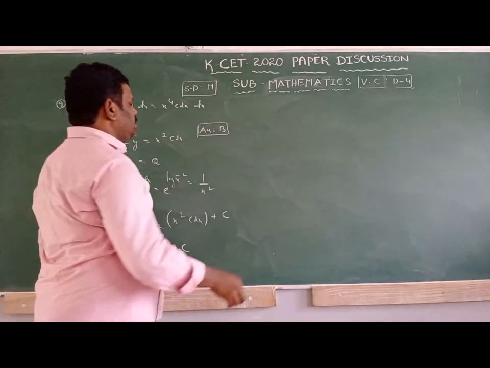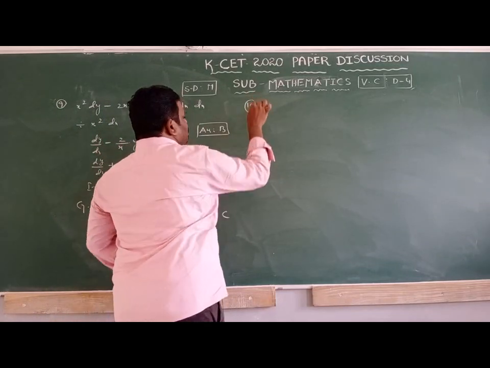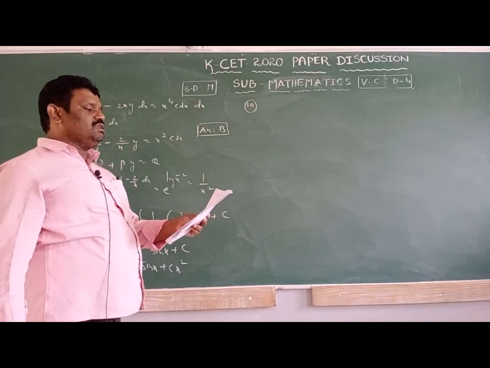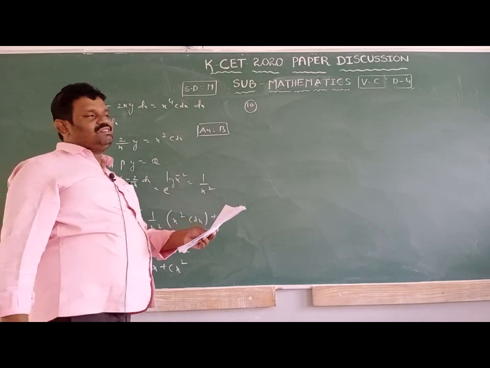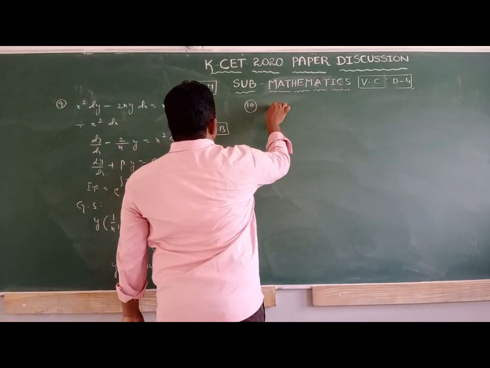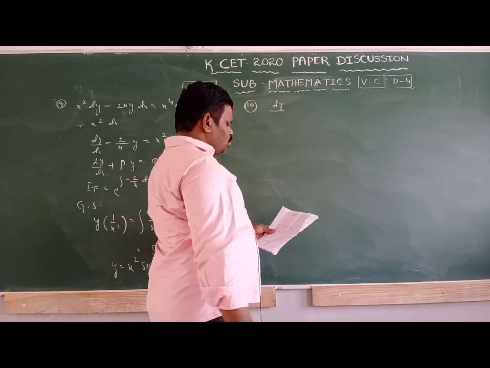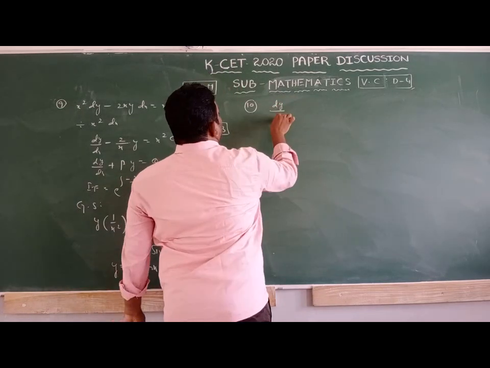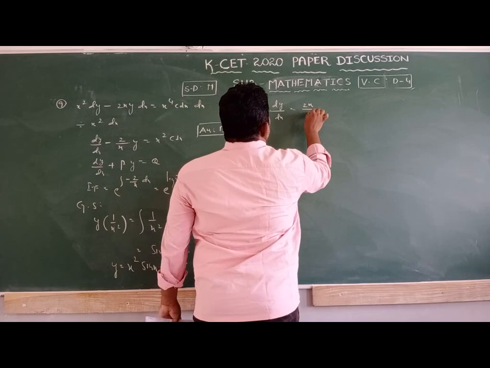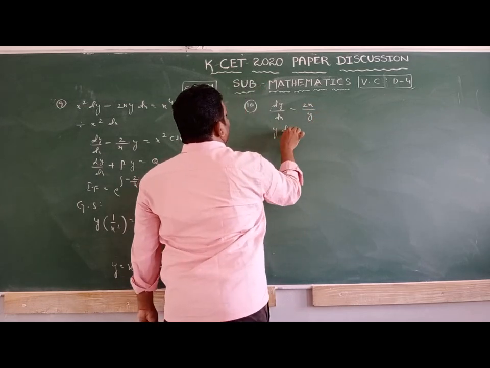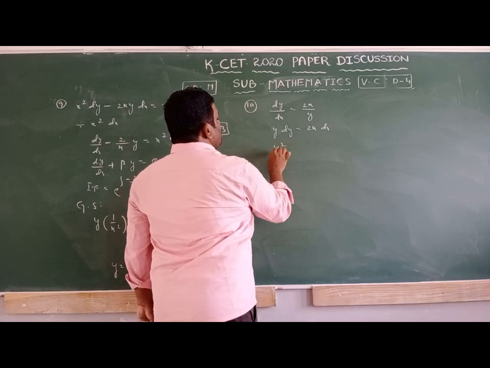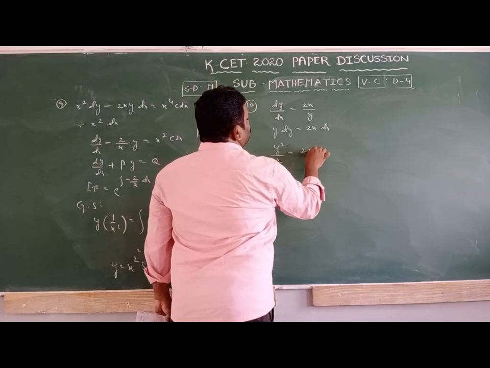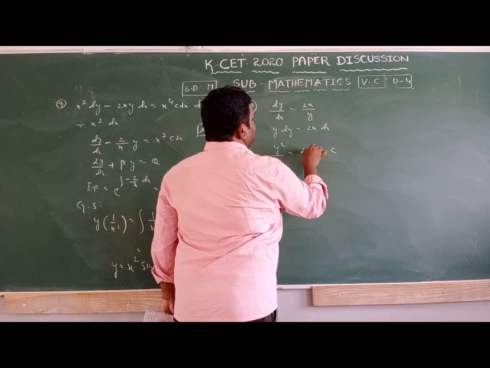Next, the 10th one. The 10th bit says the curve passes through the point 1, 2, and the slope of the tangent at the point is given. The same question was given in the annual exam board question. So dy by dx is equal to 2x by y. Cross multiplying, y into dy is equal to 2x into dx. Now applying integration, y square by 2 is equal to 2 into x square by 2 plus c.